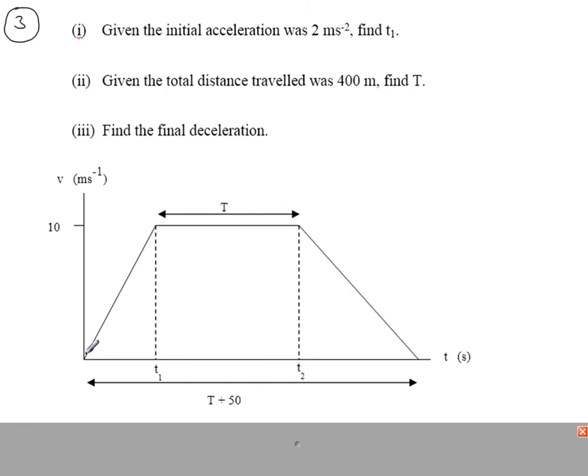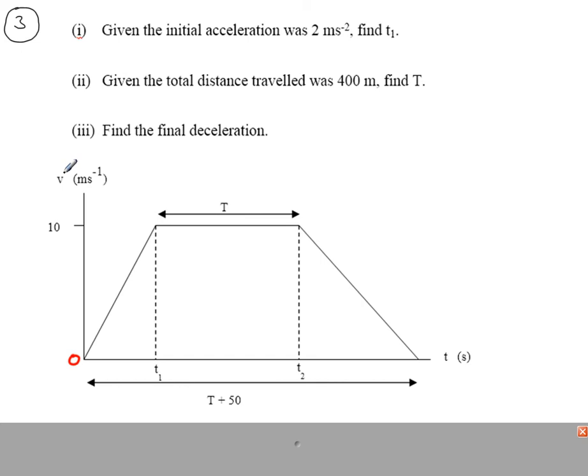We have an object which is initially at rest. The velocity here is 0 meters per second. The gradient of the graph represents acceleration, so we have constant acceleration because we have a constant gradient, and then the gradient here is 0, so no more acceleration, just a constant velocity of 10 meters per second, and then we have deceleration in this region until the object comes to rest.